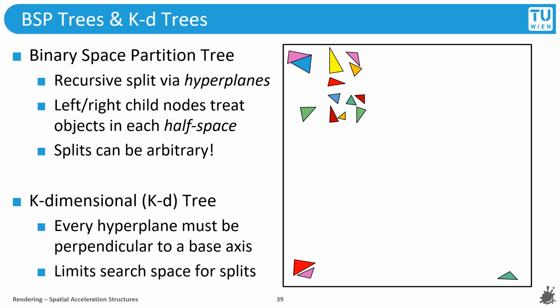The k-dimensional tree or KD tree is simply a specialization of the binary space partition tree. However, note that in this case, every hyperplane must be perpendicular to one of the base axes of the space that we're working in. This effectively limits the search space for the splits that we can perform. As before, we have set nLeaf to 4, meaning that splitting can only terminate and result in a leaf node if there are no more than 4 triangles contained within. Note that all the hyperplanes that we are inserting in order to create splits are perpendicular to one of the base axes of the 2D space.